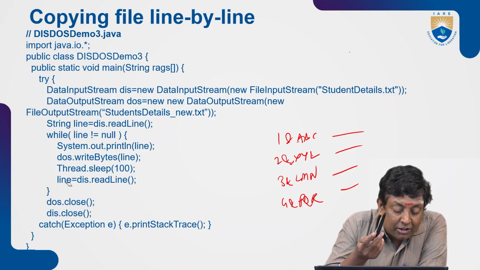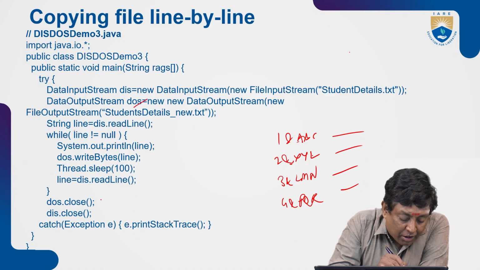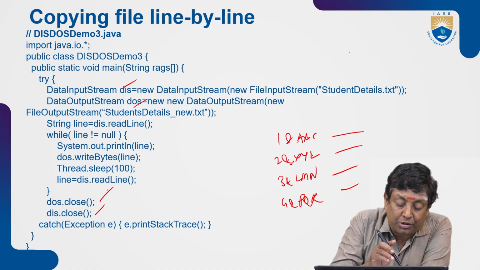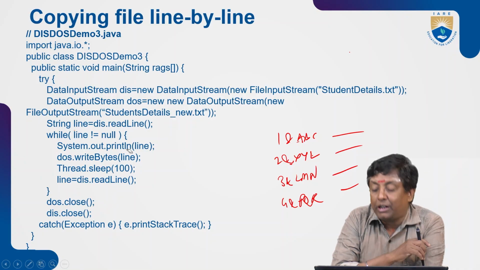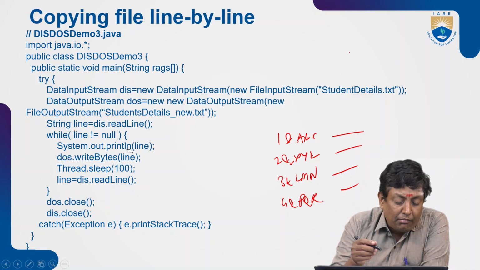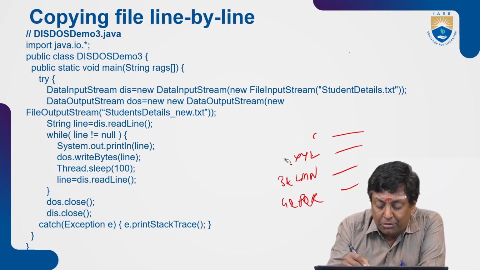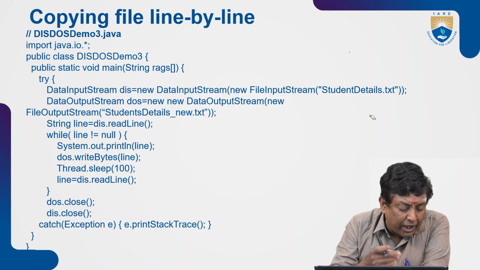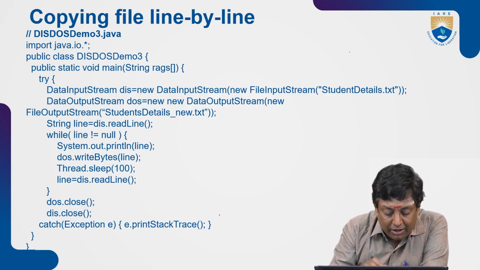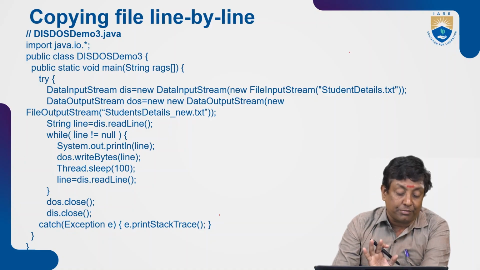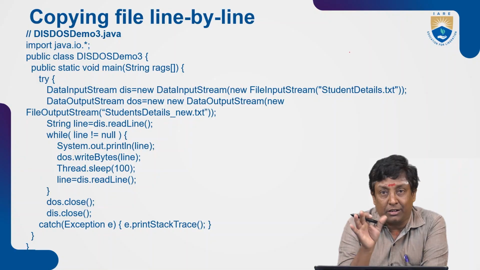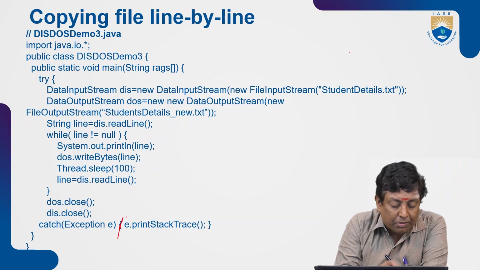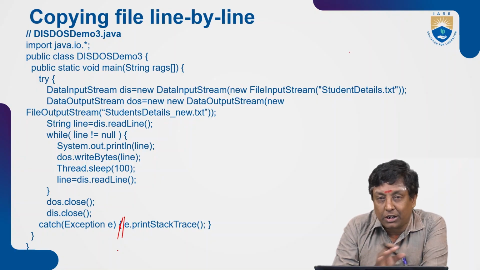After that, the most recently opened object should be closed first: the DataOutputStream. Then the earlier opened object, the DataInputStream, must be closed. We need not close FileOutputStream and FileInputStream because they are already inside the DataOutputStream and DataInputStream. Close is followed by catch Exception e, e.printStackTrace. If any exception comes, it will be printed. Otherwise, just comment out this e.printStackTrace, and the exceptions will not be printed.